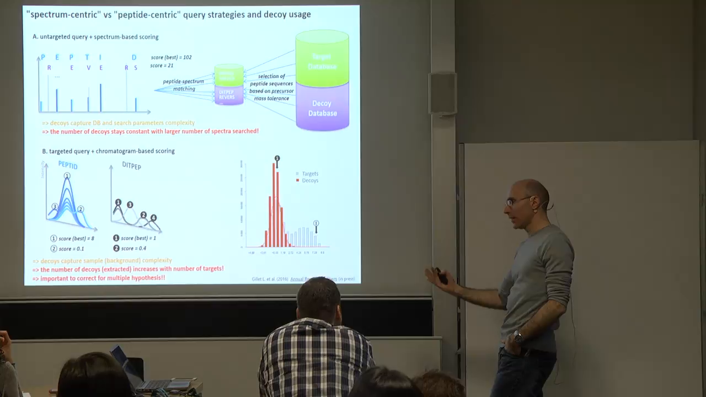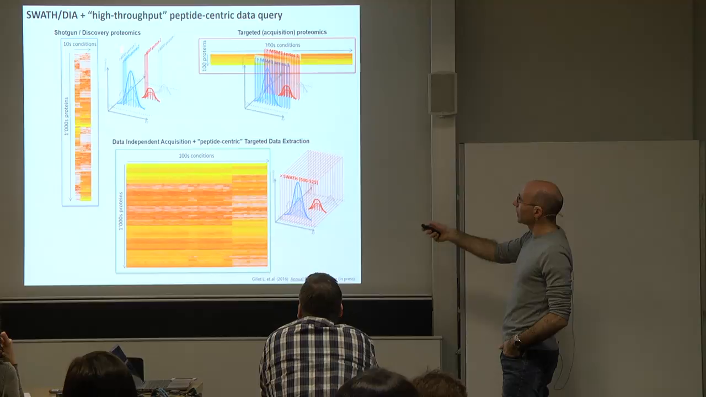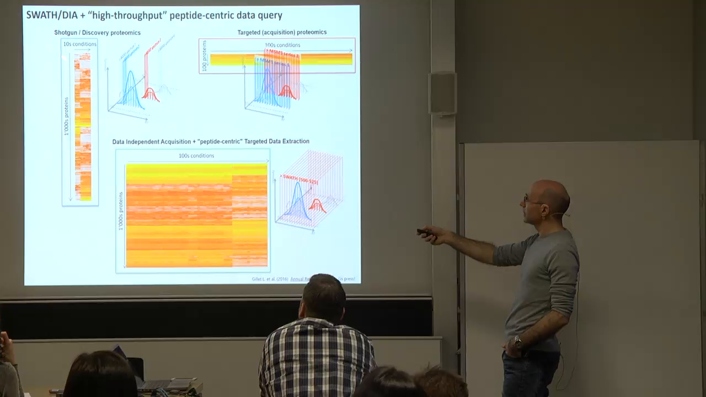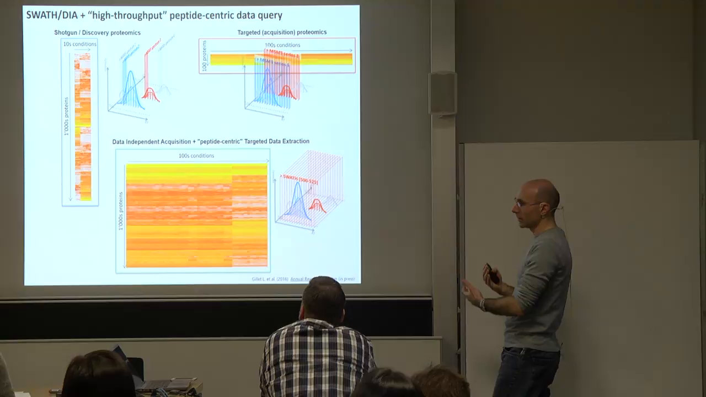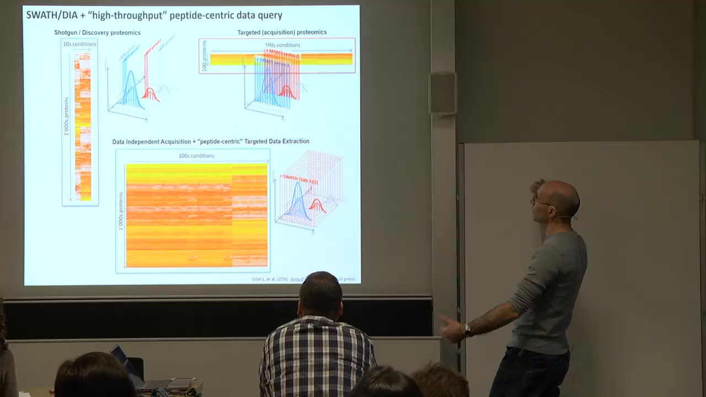Okay? And this is also a picture that you saw in a different form from Jake's presentation: this type of typical shotgun matrix that people used to acquire in the past, where you have tens of conditions and thousands of proteins. It could be like 10,000 proteins, but this matrix contains a lot of missing values. And you cannot really expand very much in the number of conditions without increasing even further the number of missing values. The targeted acquisition SRM is kind of the completely opposite dimensionality.